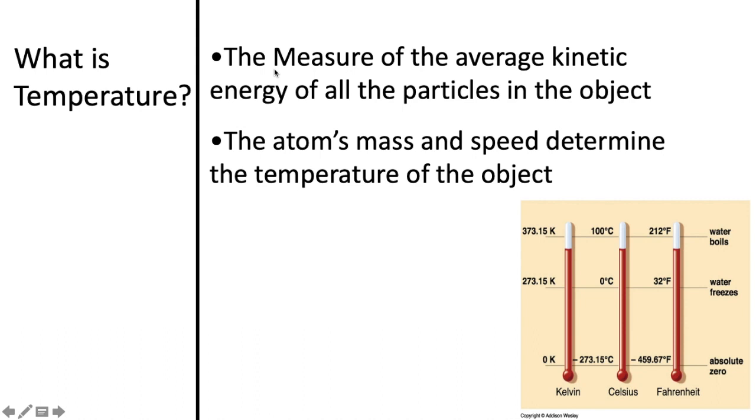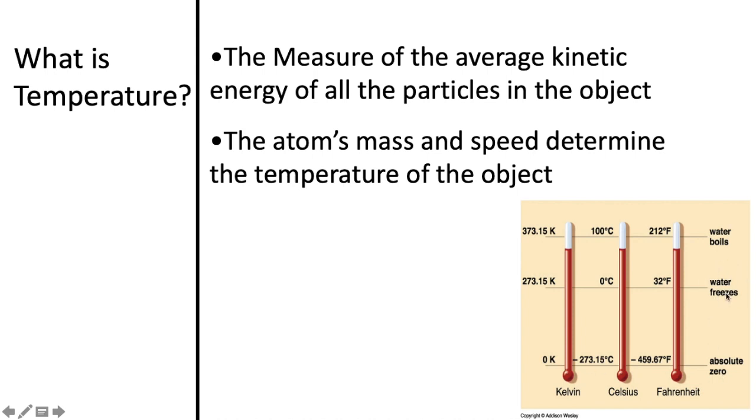Temperature is different from heat or thermal energy. Temperature is the measure of the average kinetic energy of all the particles in that object. It is taking a measurement of how active the particles are. The atom's mass and speed determine the temperature of the object. We have 3 different thermometers down here which show various units of measurement for temperature. Here we have Fahrenheit, Celsius, and Kelvin.